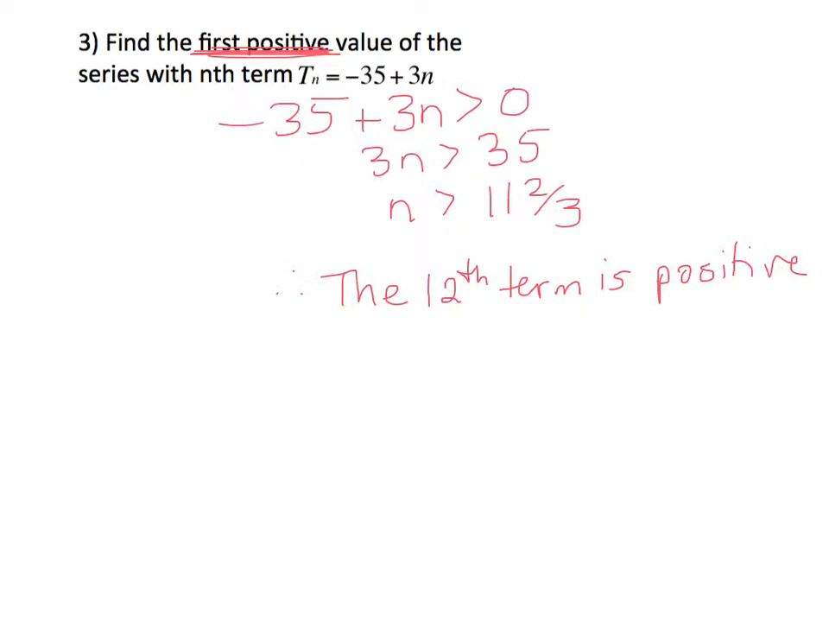So you can see that the 11th term is still a negative term. And find the first positive value. So the 12th term is positive, so we want to find what that 12th term is. So let's find T12, which is going to be negative 35 plus 3 times 12. 3 times 12 is 36, minus 35 is 1. So the first positive term is 1.